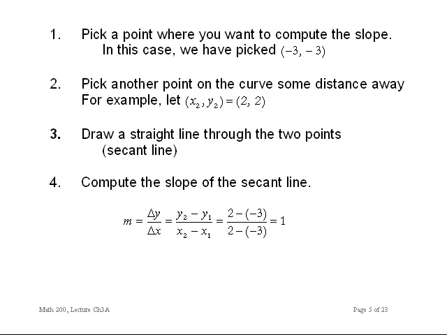I can't calculate that tangent line right away, but I can calculate secant lines. I do that by picking some other point on the curve away from my point of interest. For example, if I pick the point (2, 2), I draw a straight line through that point. That is a secant line. I compute the slope of that secant line. In this case, I get 1.